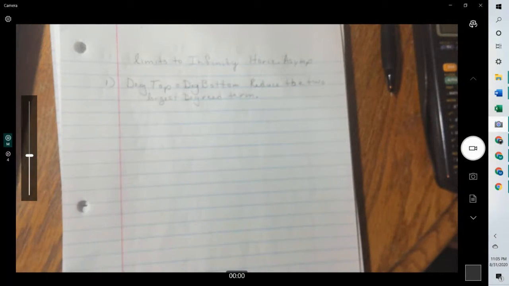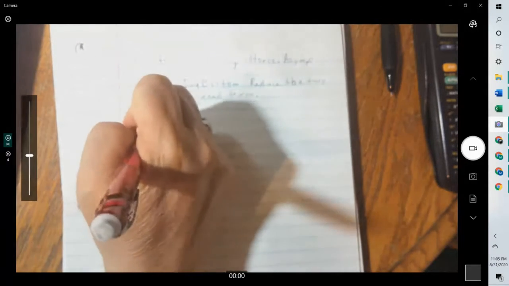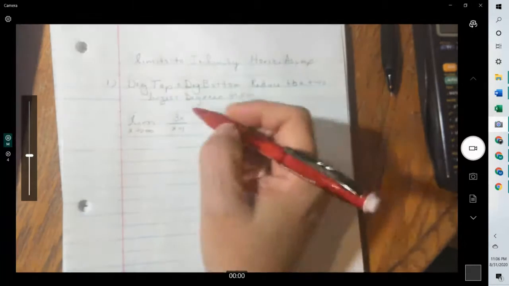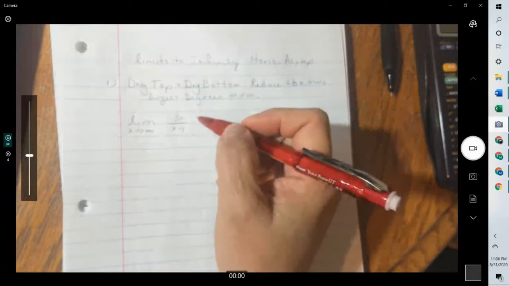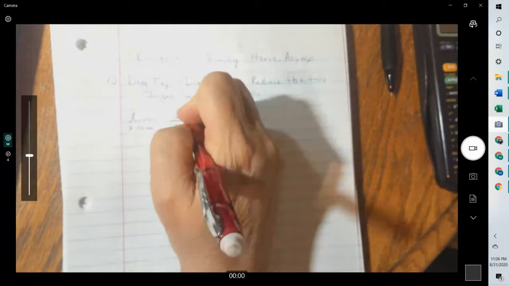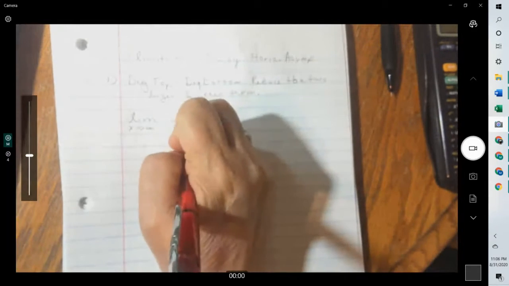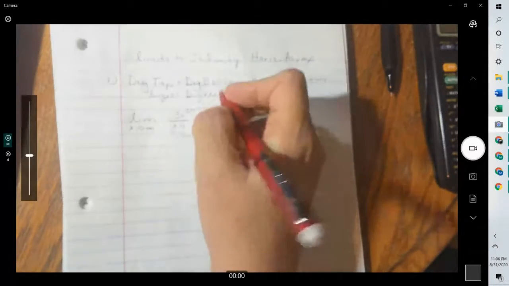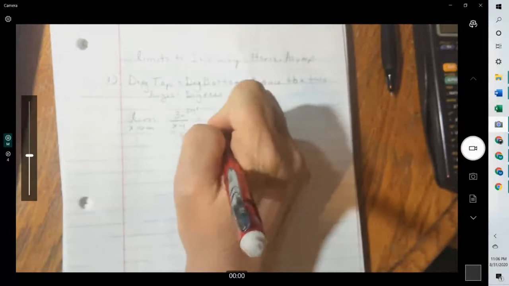43, 44. Limit as x goes to infinity, 3x over x minus 1. When we're looking at the degree, it is the largest exponent on your term. So in the top, 3x, the degree would be 1. On the bottom, x is to the first power also, so the degree is 1. When the degrees are the same, you just reduce those two terms. 3x over x, our answer is 3.